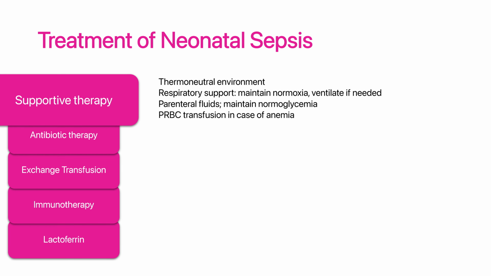First and most important is supportive therapy. The baby always has to be nursed in a thermoneutral environment. Respiratory support has to be administered appropriately so as to maintain normoxia, and we have to ventilate the baby if needed. We have to administer parenteral fluids if there is any contraindication to oral feeding or the baby is not able to feed orally, and we have to maintain normoglycemia, that is, glucose in the normal range. And if the baby has anemia, then we have to transfuse packed red blood cells.